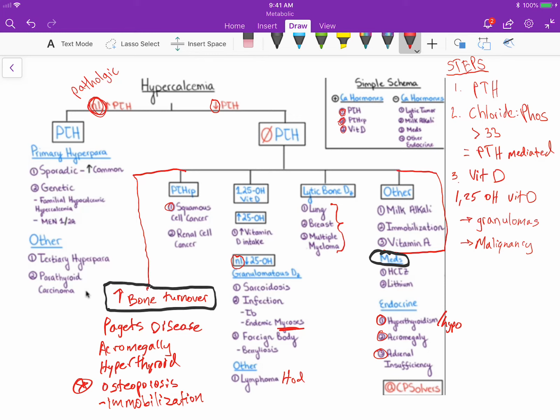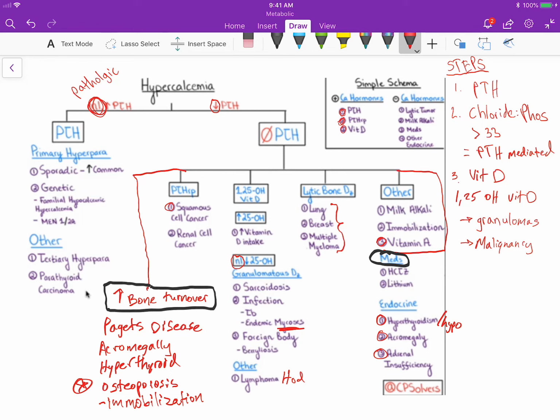Milk alkali syndrome is not very common anymore. It's typically due to patients with GI upset that don't have access to PPIs or H2 blockers, and they'll just be taking Tums and Tums and Tums to try to relieve their upset stomach, and it can lead to hypercalcemia. Vitamin A, that's the only other one. I'm not sure what the mechanism is behind that causes the hypercalcemia. So just something to remember.